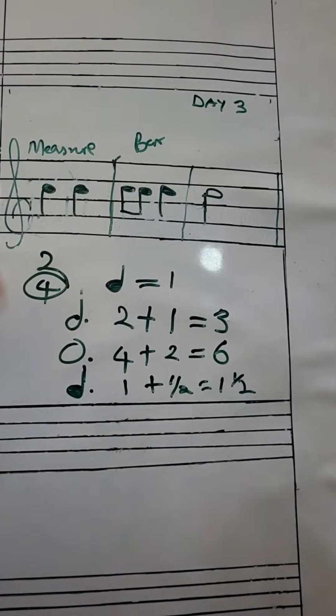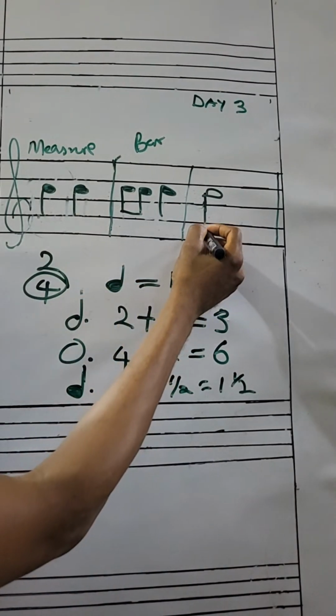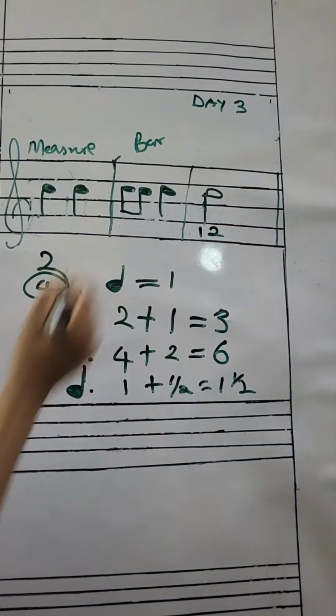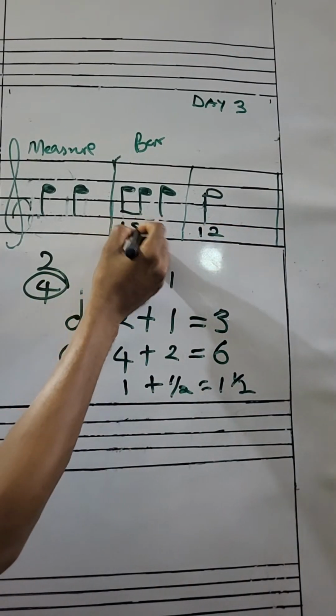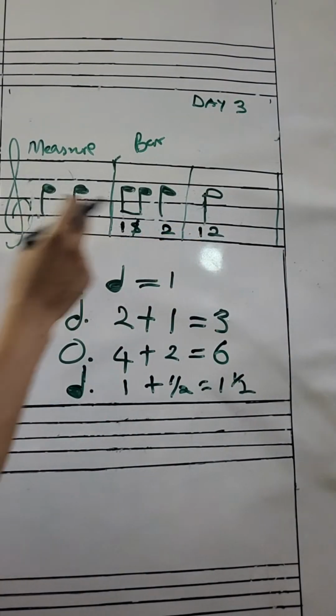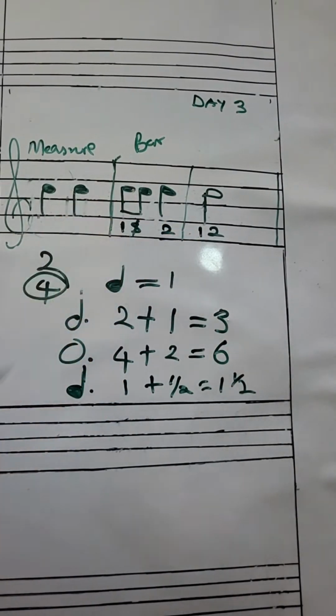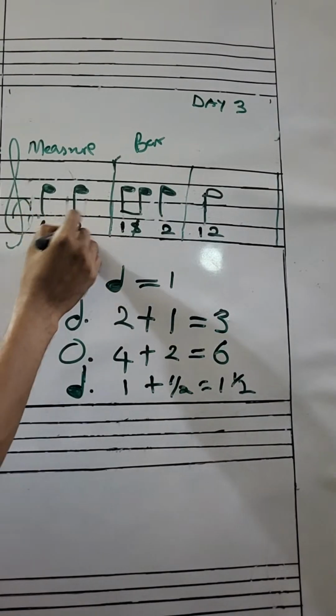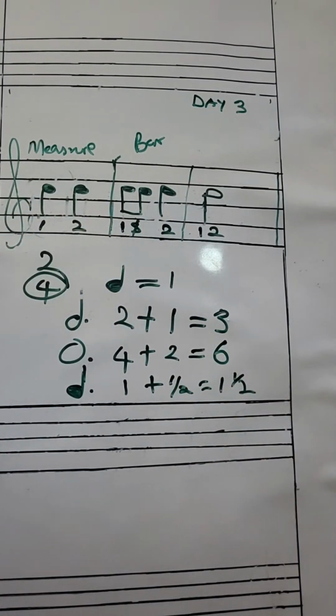So your quarter note is half. So we have 1, 2, 1 and 2, 1, 2. We already know that our half note is equal to 2. So we count 1, 2 here. This is 1 and then you have 2 here. Are you seeing it? This is half, and this is 1, 2. It is as simple as that.